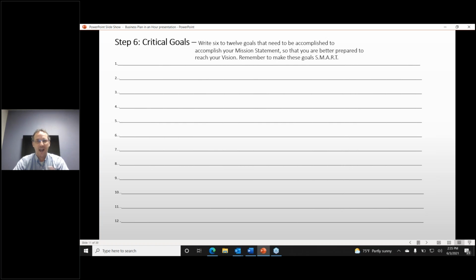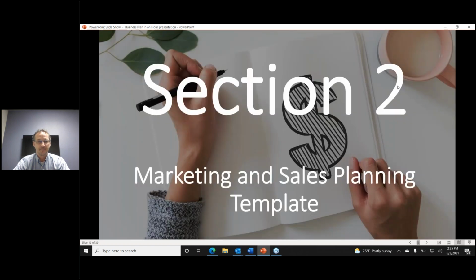So think about that as you develop your goals and make sure you dial it down so that it becomes more communicative and you can share that with others on how you're going to get there. That was it for strategic planning.